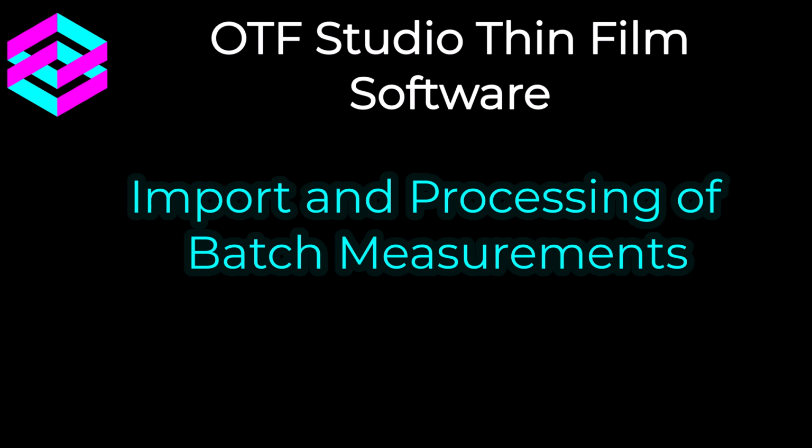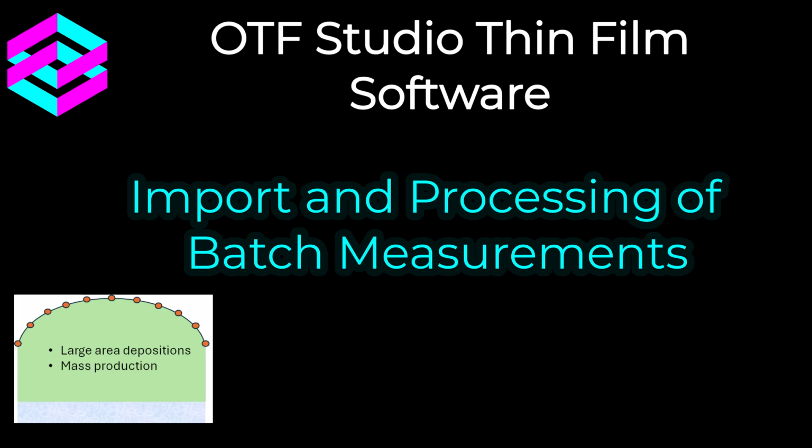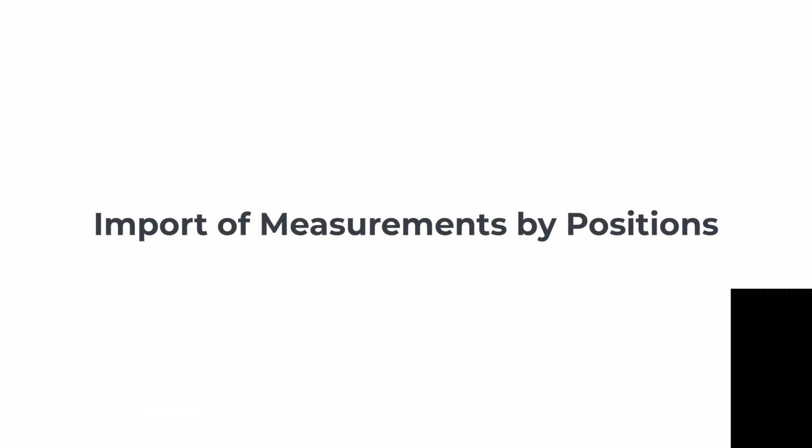In large area coatings as well as in the simultaneous production of multiple coating samples, it may be necessary to process multiple measurements at the same time. These measurements are typically related to different positions on the large area or to samples placed at various positions within the deposition plant. Application areas: architectural glass coatings for automotive, mass production, and large area coatings.